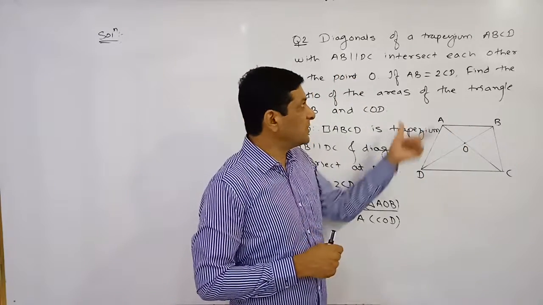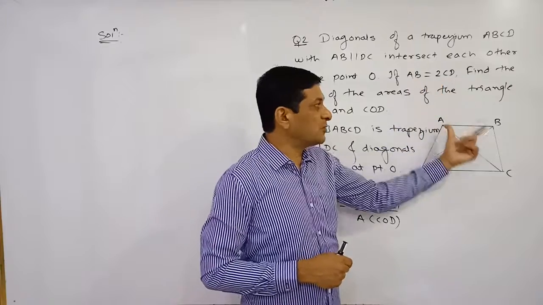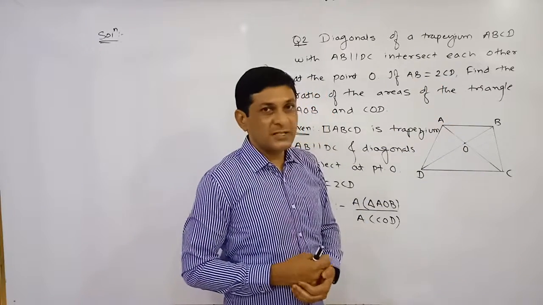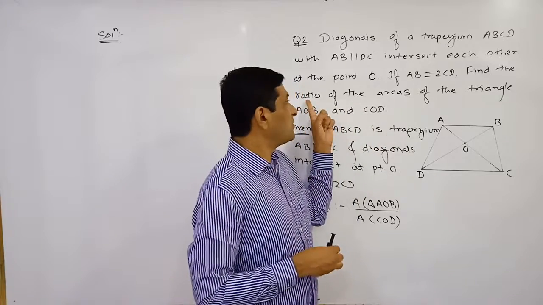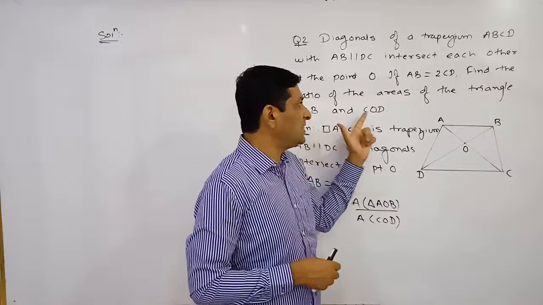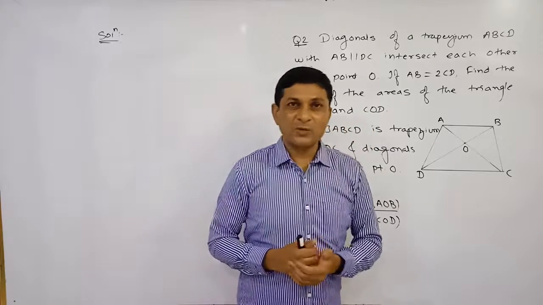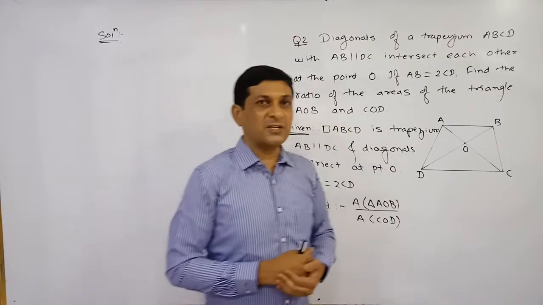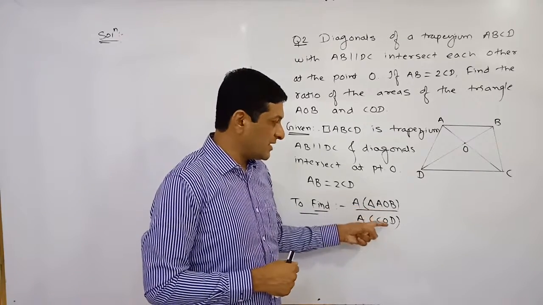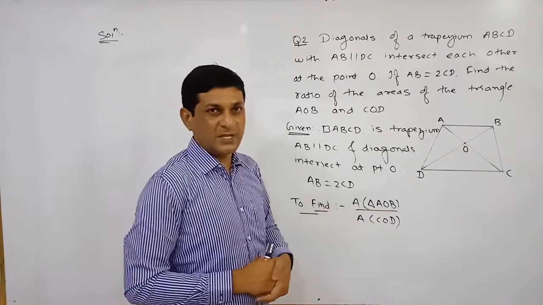Again it is given to us that AB is equal to twice of CD. Using this condition, we have to find out the ratio of area of triangle AOB and triangle COD. So using all these given conditions, let us try to find out the ratio of area of triangle AOB and COD here.